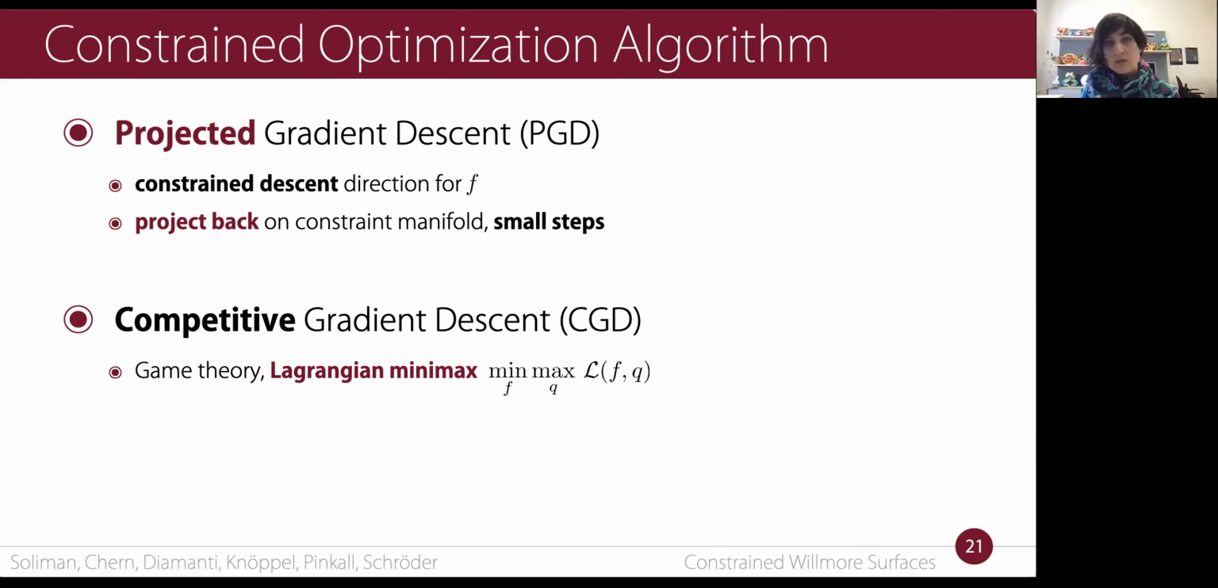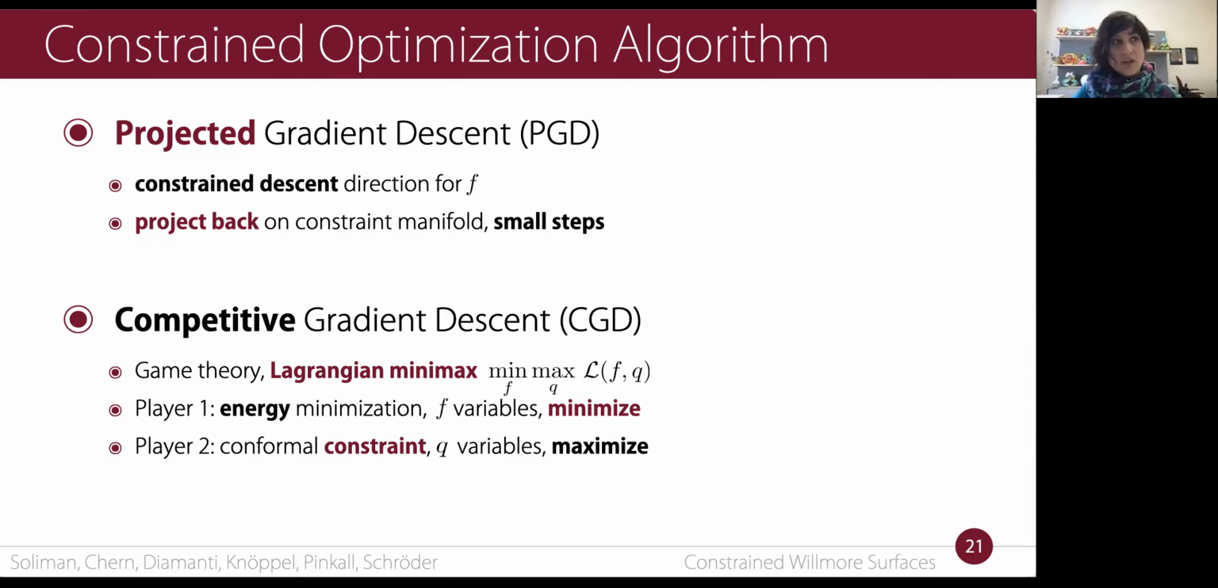So the game that we're playing here is this minimax problem for the Lagrangian L that we saw a few slides before. It is a minimax problem because we want to minimize this Lagrangian with respect to the primal variables F and maximize it with respect to the dual variables, the Lagrange multipliers Q. So we have one player who's only trying to minimize the energy, so minimize L with respect to F, and the other one only cares about the constraints and tries to maximize L with respect to Q.